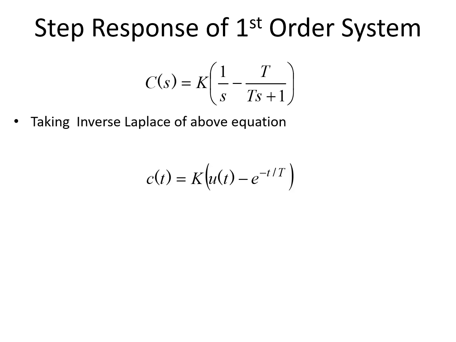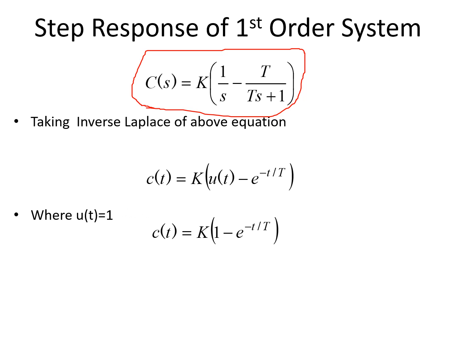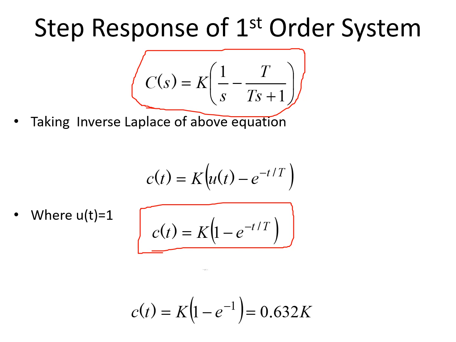By taking the inverse Laplace of this term, you know that the inverse Laplace transform of 1 by s is equal to u of t, and the inverse Laplace transform of a constant divided by Ts plus 1 is an exponential signal, e to the power minus t by T. This is the step response for the system. If u of t is a unit step input, then C of t equals K into 1 minus e power minus t by T. This is the unit step response, or normally called the step response, for the first order system.